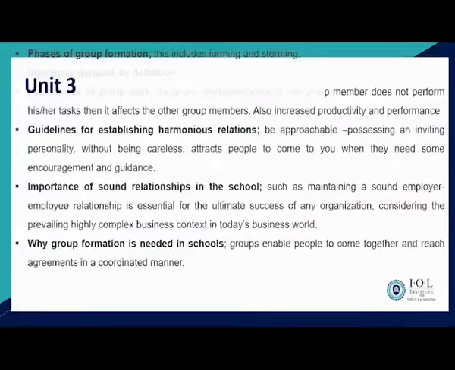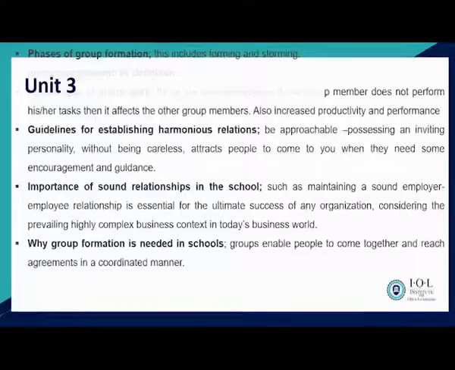Importance of sound relationship in the school. That's another topic that you need to focus on. Importance of sound relationship in school includes maintaining a sound employee-employer relationship, which is essential for ultimate success of an organization, considering the prevailing highly complex business context in today's business world. Why do you need to have good relationships in school?